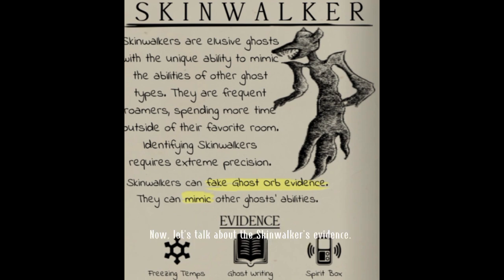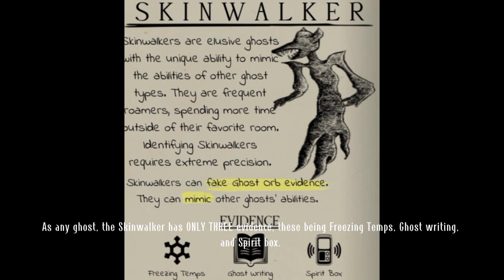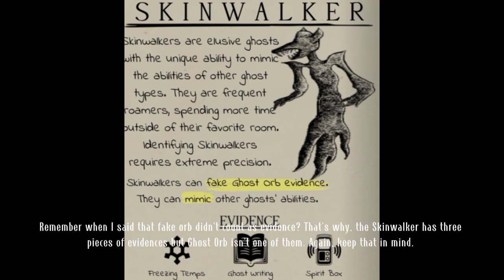Now, let's talk about the Skinwalker's evidence. As any ghost, the Skinwalker has only 3 evidence, these being freezing temperatures, ghost writing, and spirit box. Remember when I said that fake orb didn't count as evidence? That's why the Skinwalker has 3 pieces of evidence, but ghost orb isn't one of them. Again, keep that in mind.